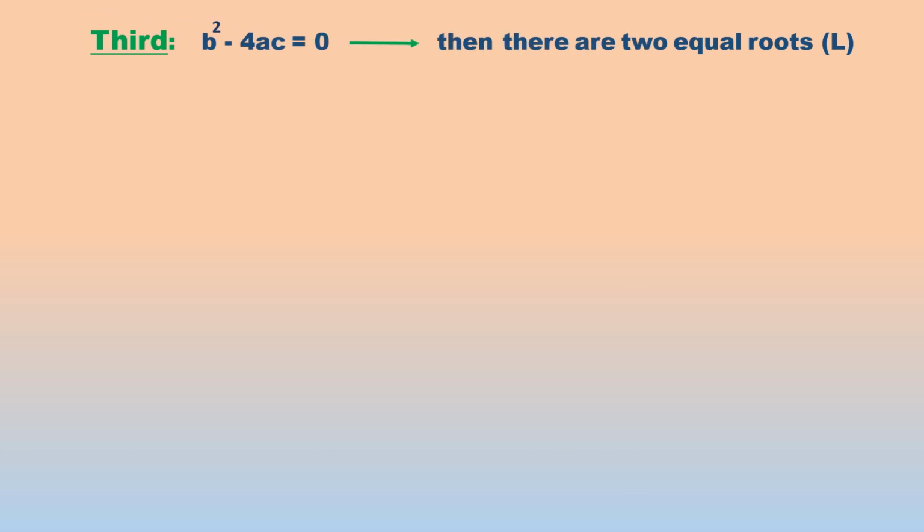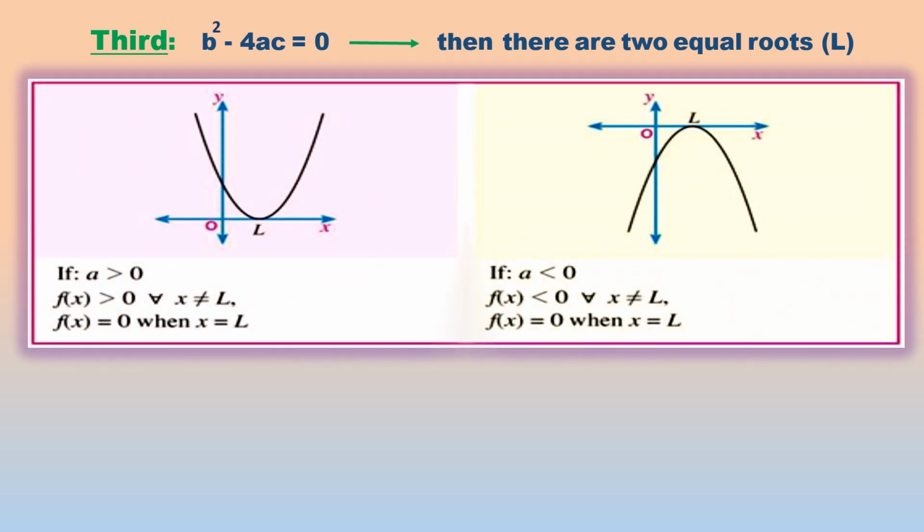Third, b power 2 minus 4ac equals 0. Then there are two equal roots. For example, that's the representation. The intersection with the x-axis is at one point. Whether it is opened upward or downward, we have only one point.